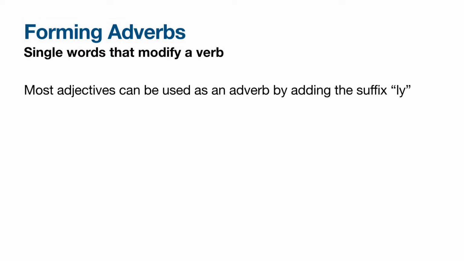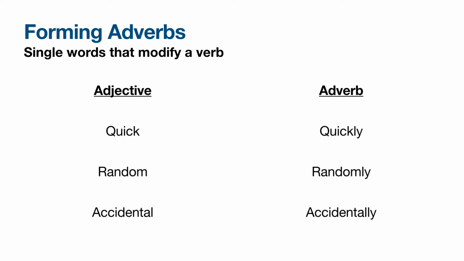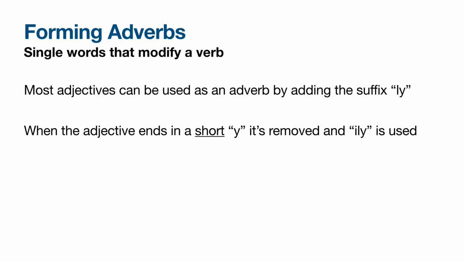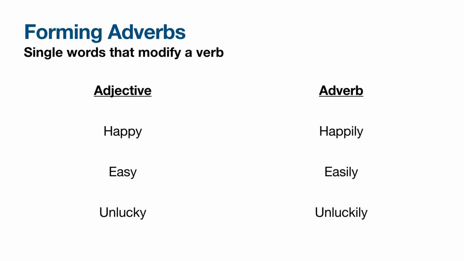Most adjectives can be used as adverbs simply by adding the suffix ly. Here are some examples, but notice how it's not affected by how many syllables are in the word. When an adjective ends in a short y, the y is removed and we add ily. We end up with examples like happily, easily, and unluckily.